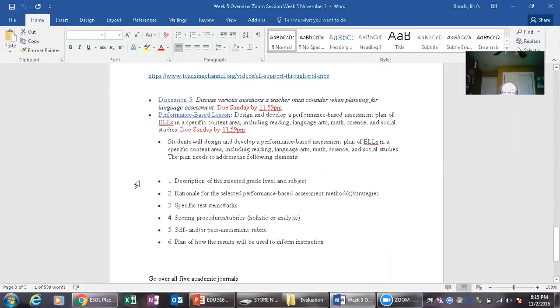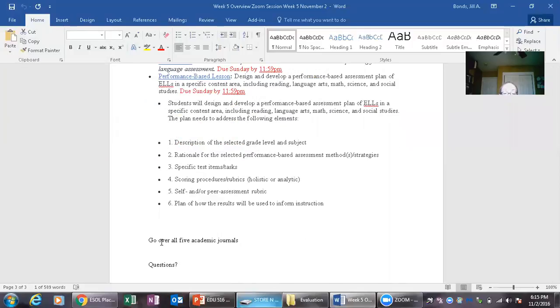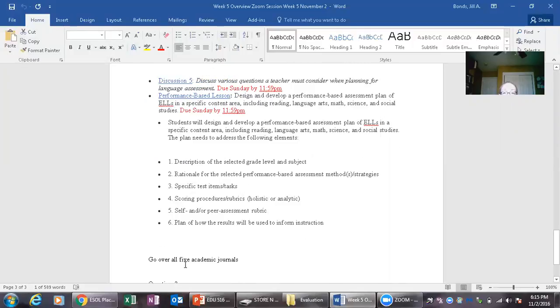1, the description of the selected grade level and subject. 2, the rationale for the selected performance-based assessment method or strategy. 3, specific test item tasks. 4, scoring procedures and rubrics. It can be holistic or analytical. 5, self and/or peer assessment rubric. 6, the planning of how the results will be used to inform instruction. Okay. If you have any questions on that, please ask.